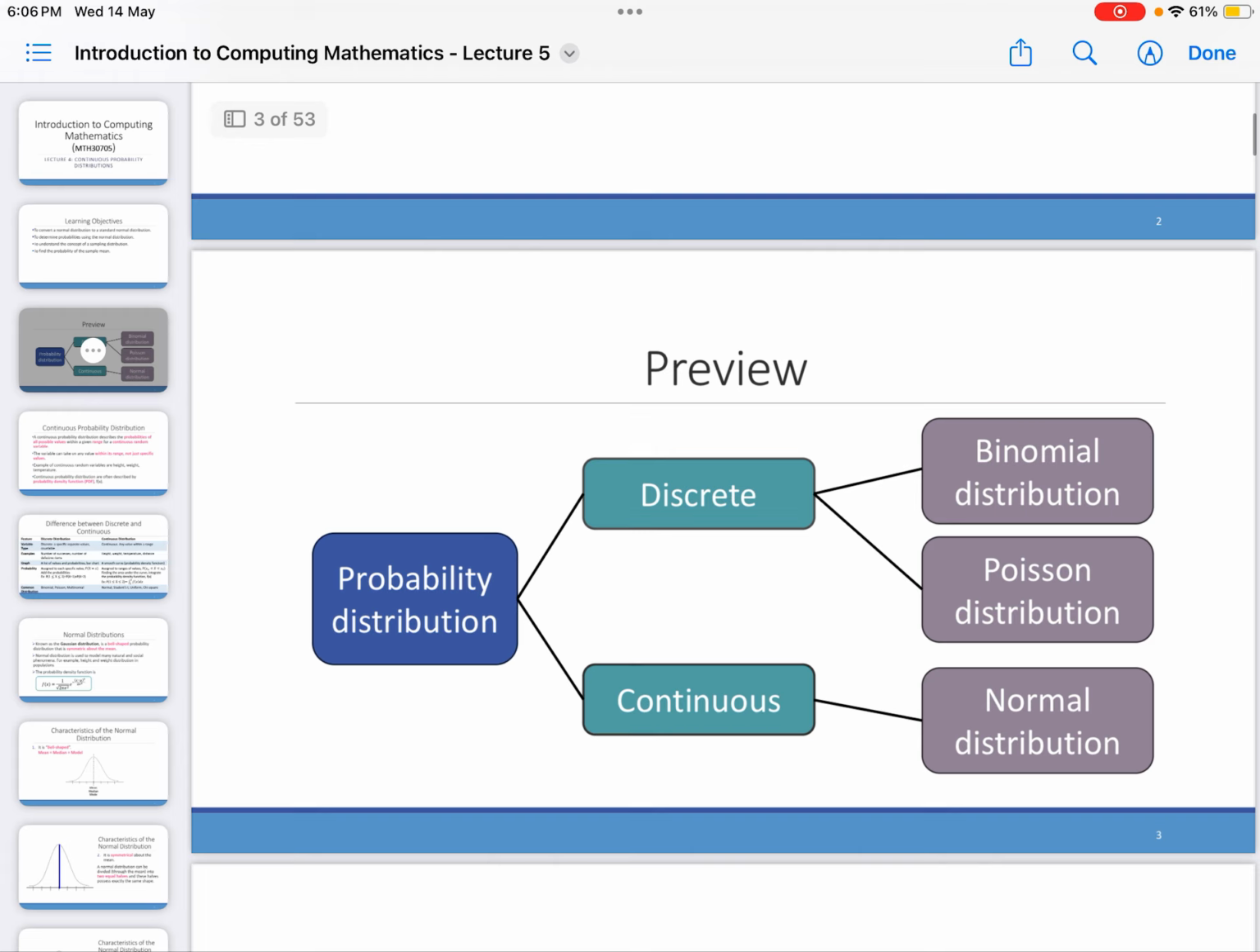Okay, so this one is like a preview. Right now we are learning about probability distribution. Last week we looked at discrete probability distribution. We learned about two special discrete distributions, which are binomial distribution and Poisson distribution. Today we will learn about continuous, which is normal distribution.